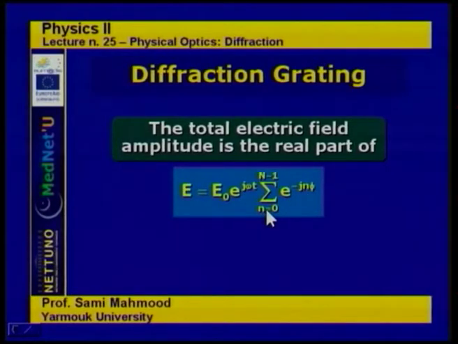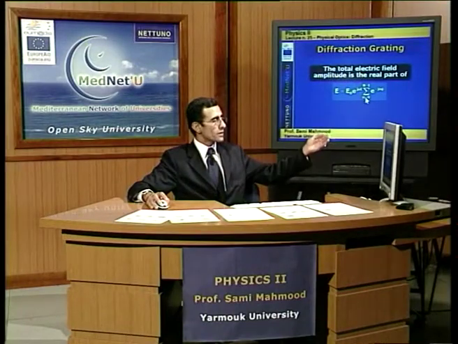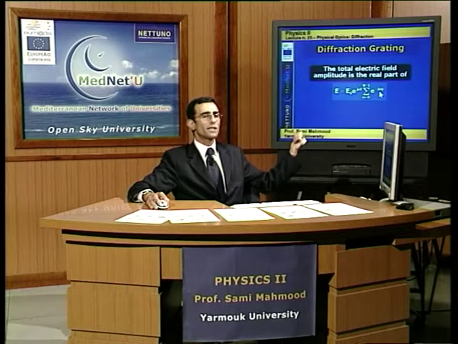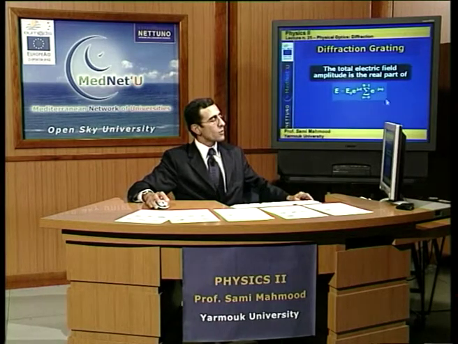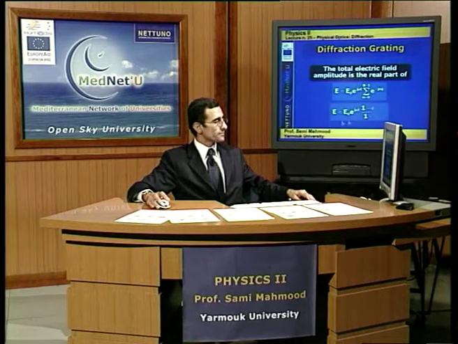And when we add up the amplitude coming from n equals 2, the third slit, the phase difference is 2 phi, 2 times kd sine theta, and so on. And we add up all of these contributions. This way we calculate the total amplitude of the electric field.